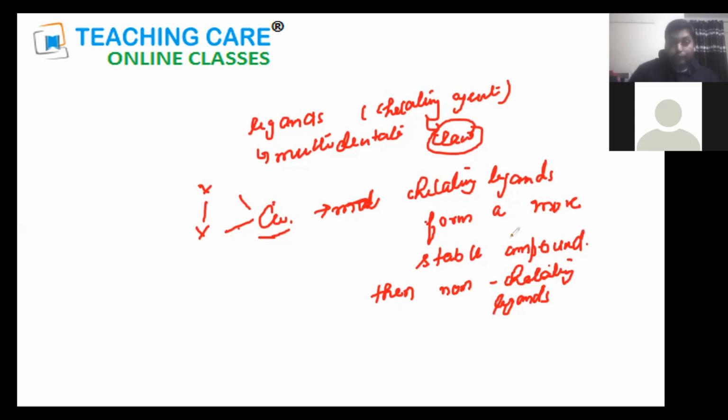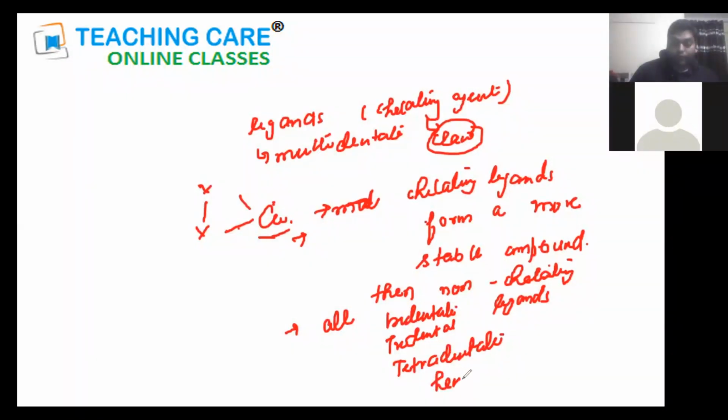Okay, written? Yes, sir. Done. Then the second property of chelating agents: all multidentate ligands, bidentate, tridentate, tetradentate, and hexadentate, form chelating agents. Okay.